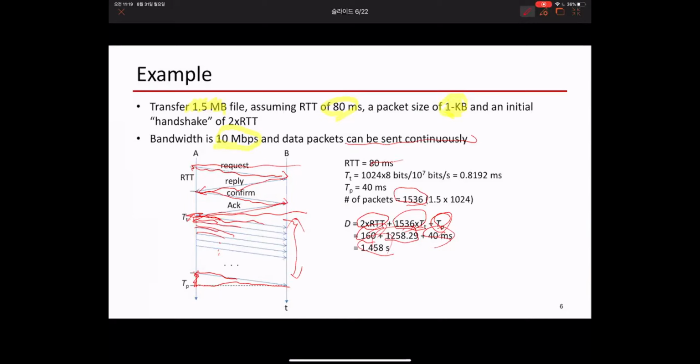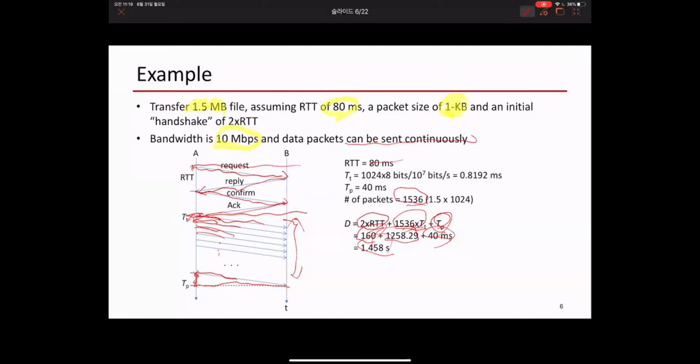So what happens if some of the packets don't get delivered out of those 1,536 packets? Let's say 36 packets get lost or something. Then what happens? We're going to talk about the more complex scenario. Here we are assuming this is a lossless channel, lossless meaning there is no drop, no loss of packets. So we're going to talk about the lossy environment.